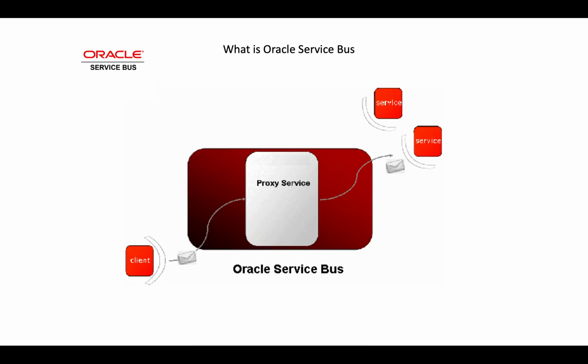In simple words, you have your client or external user, like mobile or web apps, something like that. They send the message to this proxy, this middleware platform called Oracle Service Bus, and it routes to the destination that is responsible for receiving this message. In this case, maybe you have two or three services behind the proxy, but your client just sees one connection.